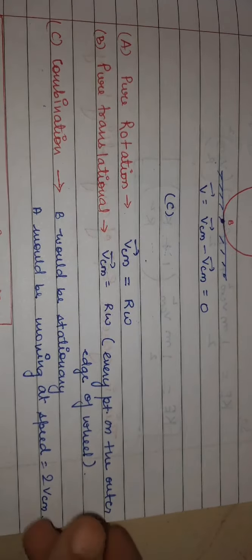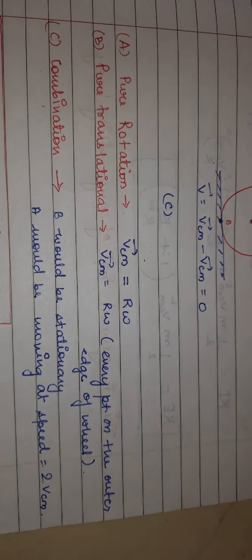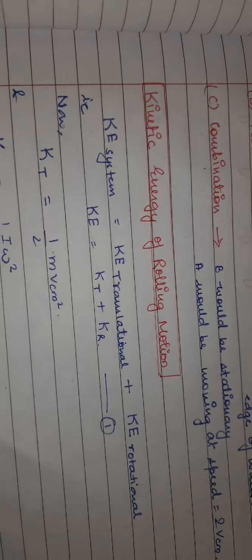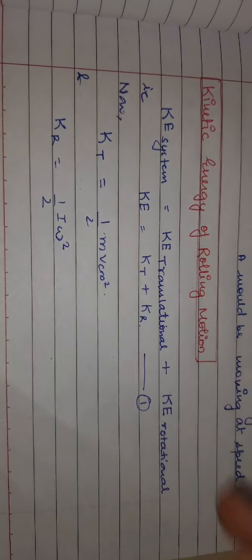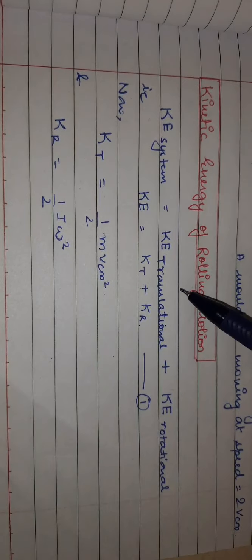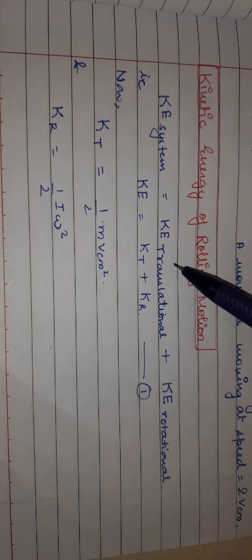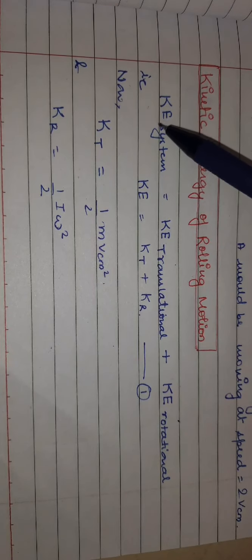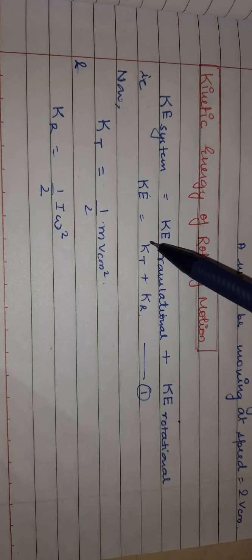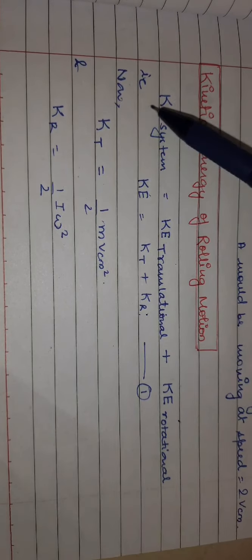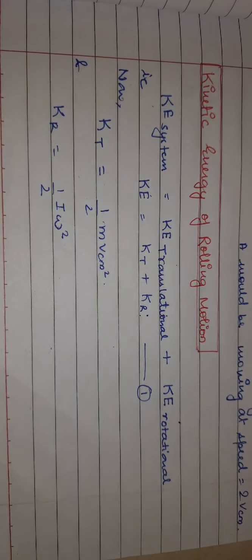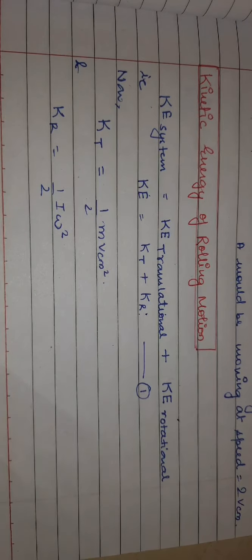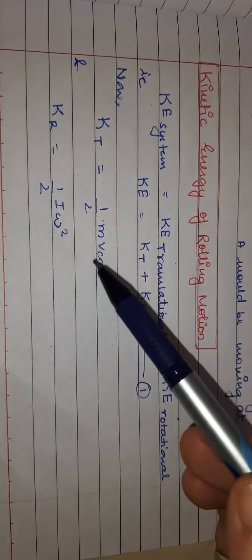So if I keep this concept in mind and start the discussion on kinetic energy, the total kinetic energy of the system can be written as kinetic energy of the translational motion plus kinetic energy of the rotational motion. Here that can be written as KE is equal to Kt plus Kr. Here Kt means what? Kinetic energy of the body when it was moving in translatory motion, and that can be written as half m vcm square.